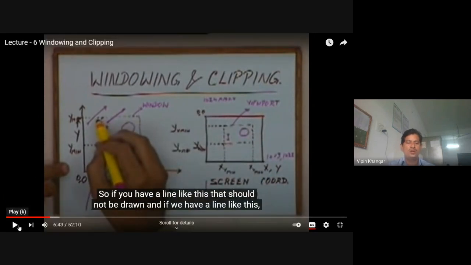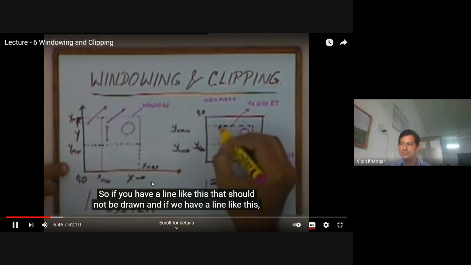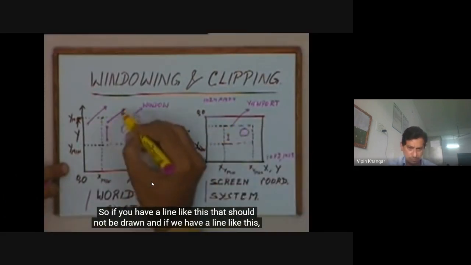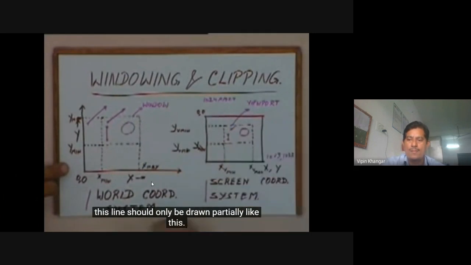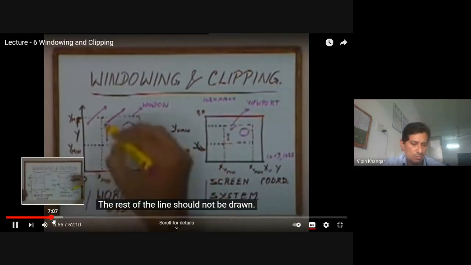This is very important that we need to understand and remember all the time: the content, meaning any entity or object being defined by the boundaries of this window, only inside that window will be mapped to your screen coordinate system viewport. So this window corresponds to the viewport in our display devices. The entities that are outside need to be clipped. If you have a line like this, that should not be drawn. And if you have a line like this, it should only be drawn partially. The rest of the line should not be drawn.